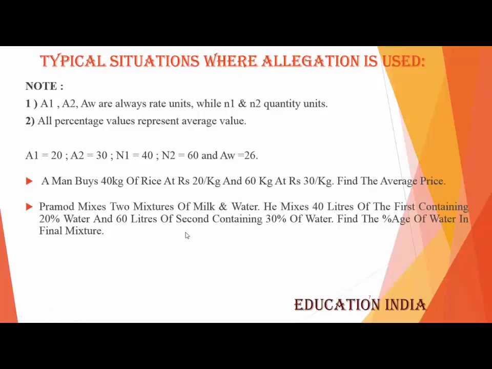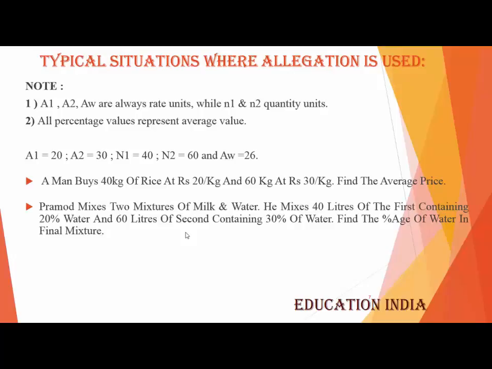Pramod mixes two mixtures of milk and water. There is a container A which has milk and water in a certain proportion. There is a container B which also has a different proportion of milk and water. Now Pramod mixes some amount from container A and some other amount from container B in a container C. What he does, he mixes 40 liters of the first containing 20% water and 60 liters of the second containing 30% water.